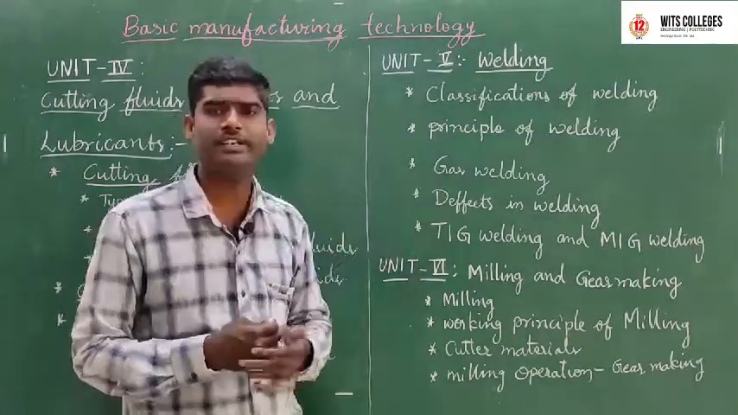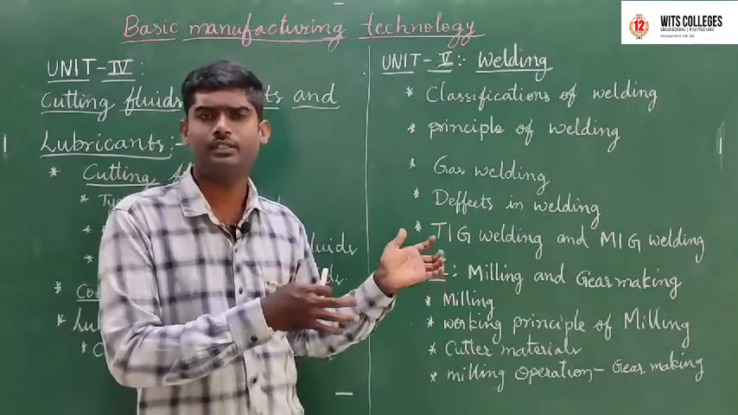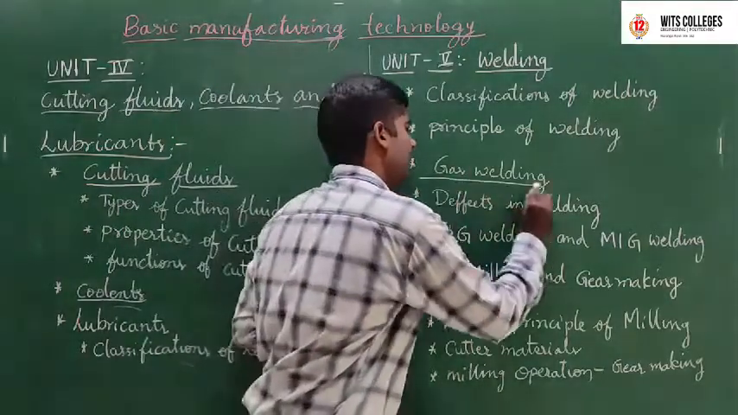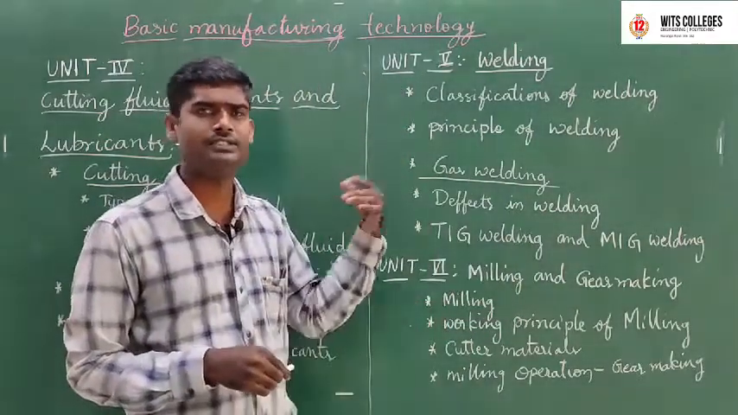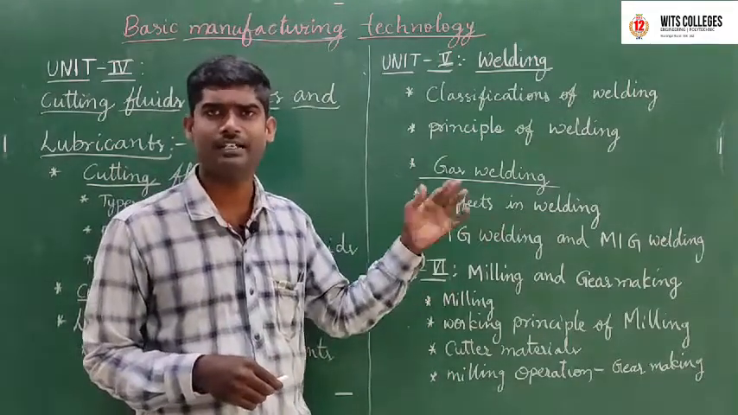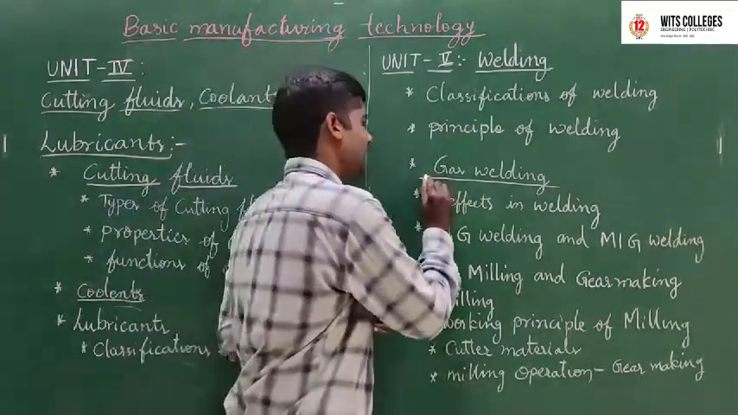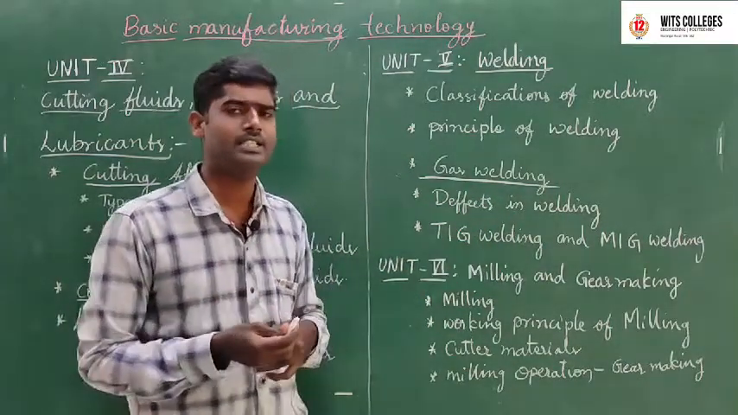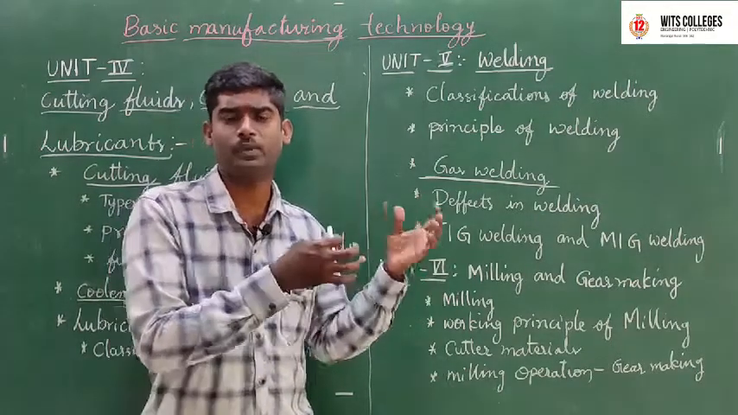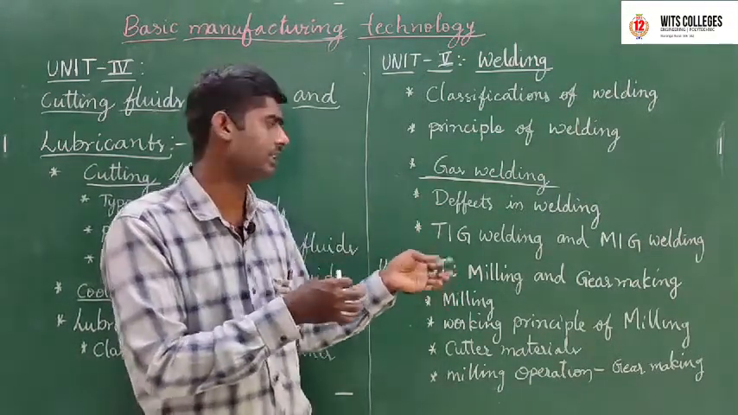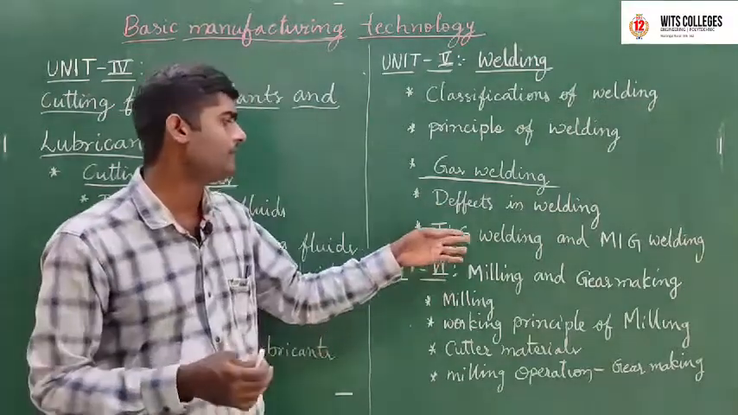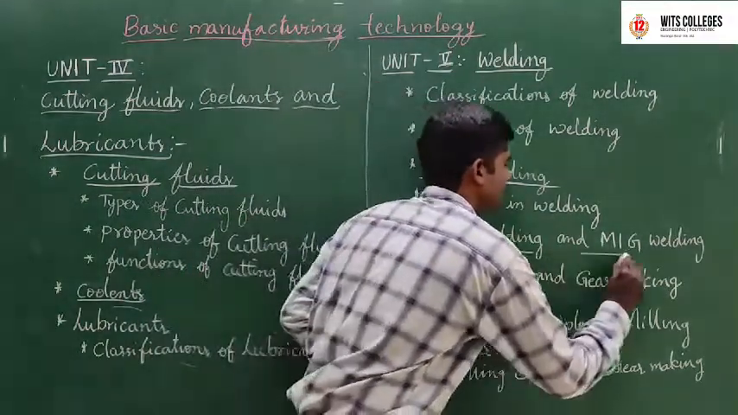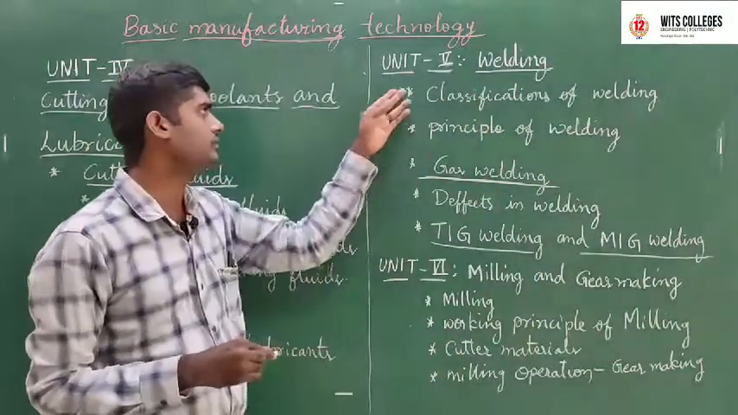Next, in welding there are so many types of welding. But some of the important welding are arc welding and gas welding. Already we discussed arc welding in workshop in last semester. But in this one, we are going to discuss gas welding and the defects of welding. If any welding product has some defects, we are going to discuss this also. Next, TIG welding and MIG welding. TIG welding and MIG welding are the most important topics in unit 5.